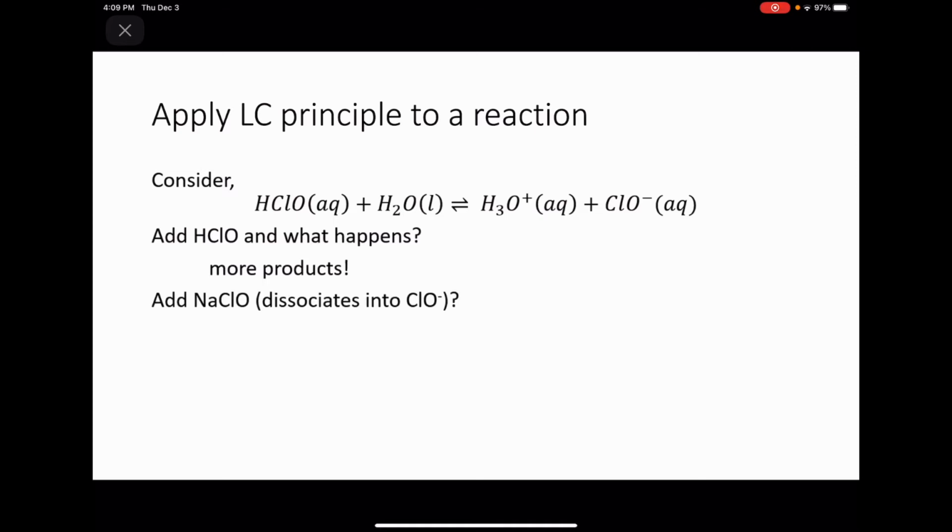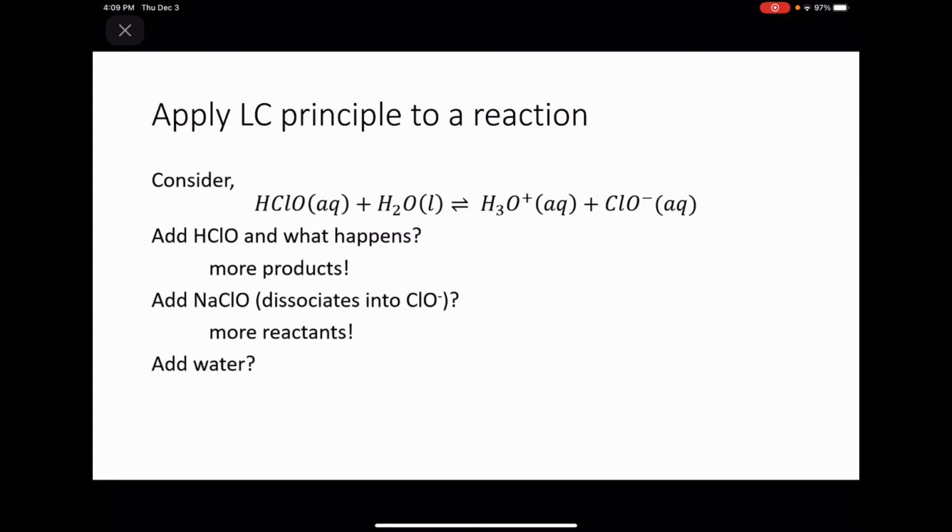So what if we add sodium hypochlorite? Now sodium hypochlorite is going to dissociate into sodium plus and ClO minus when we put it in water. So that's the same thing as adding the product ClO minus. So if we add product, we get more reactant. So we're going to get more HClO.